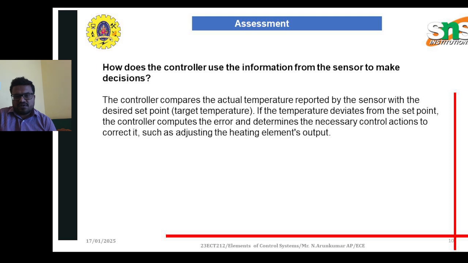So as we have seen, the sensor is the tool to give the proper solution to the particular output signals.